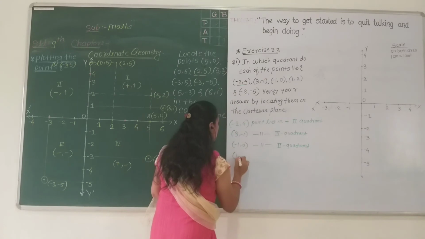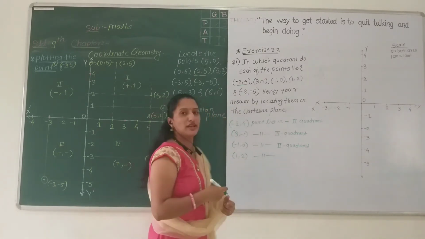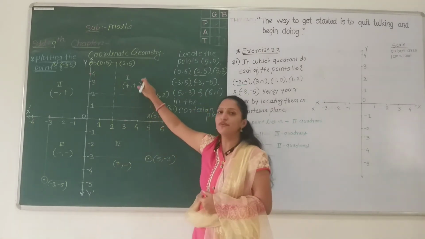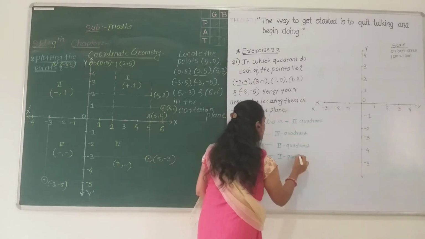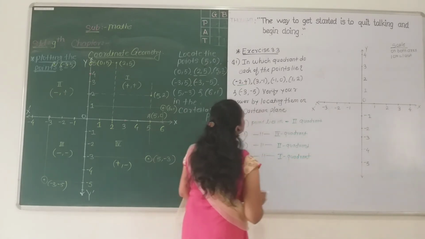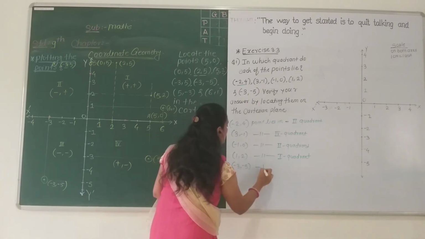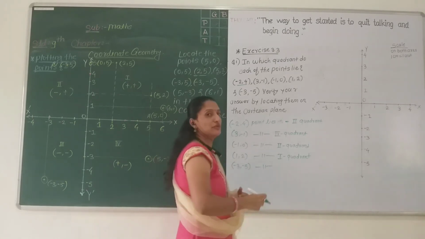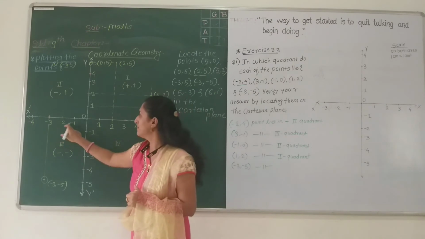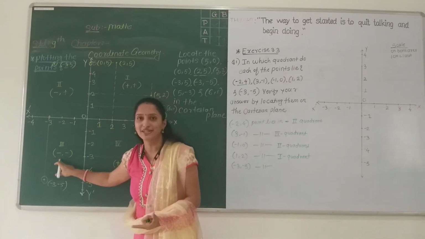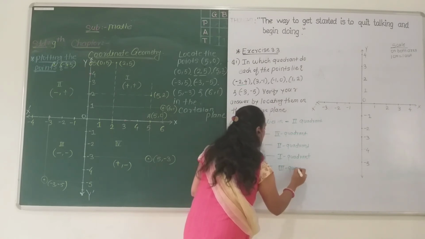Then the point 1, 2. Both are positive. The x coordinate is positive and the y coordinate is also positive. Positive, positive, first quadrant. And the last one, negative 3, negative 5. Both are negative. The x coordinate is negative, the y coordinate is also negative. So negative, negative means the third quadrant, right? So this lies in the third quadrant.